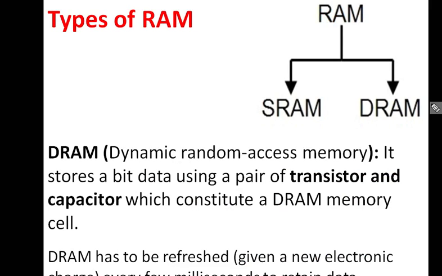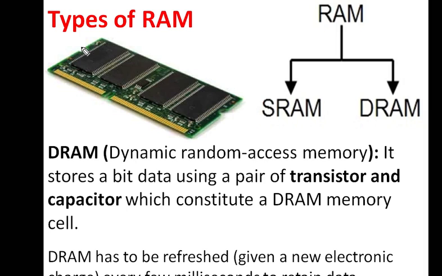Types of RAM. There are two types of RAM. One is dynamic random access memory, then another one is static. In DRAM, it stores a bit of data using a pair of transistor and capacitor. Transistor and capacitor, you have heard these words in earlier classes, right? Okay, what does bit data mean? It may be 0 and 1, two values only, right? 0 and 1, using a pair of transistor and capacitor which constitute a DRAM memory cell.